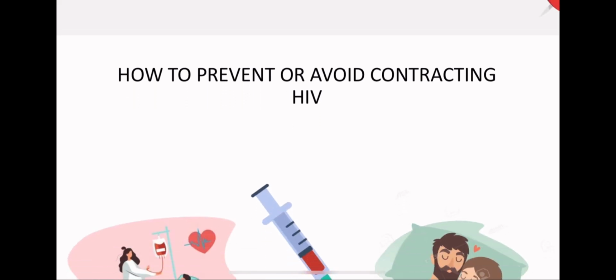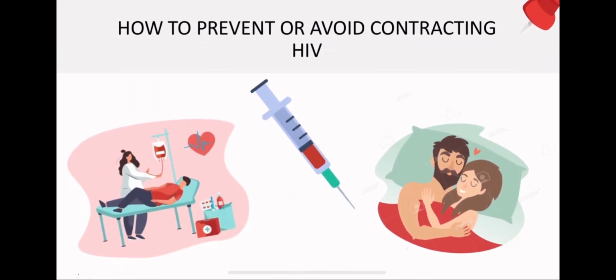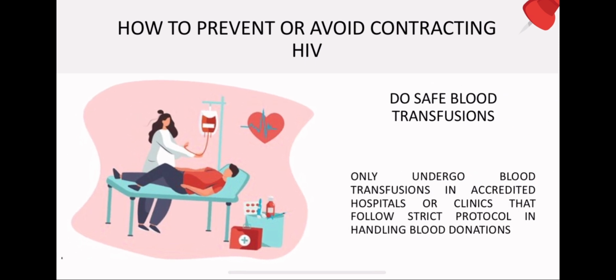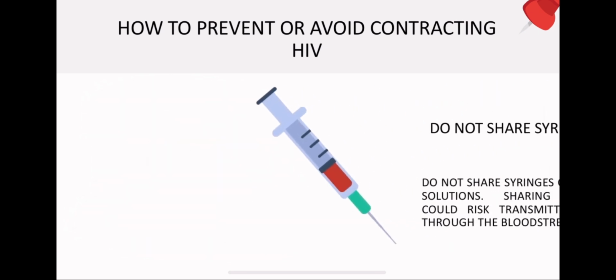Now, how to prevent or avoid contracting HIV? This is through the following. First, do safe blood transfusions. Only undergo blood transfusions in accredited hospitals or clinics that follow strict protocols.